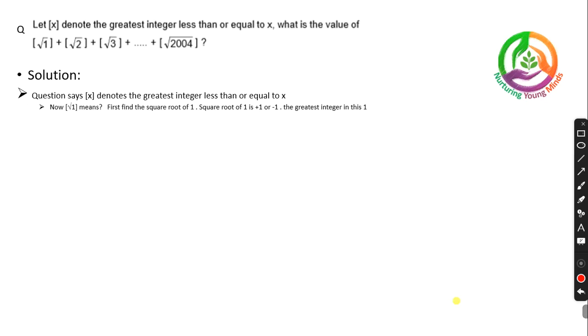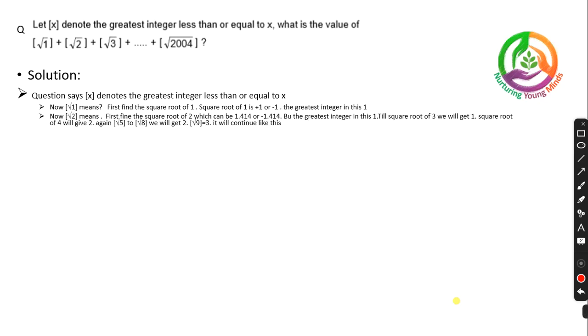So what is the square root of 1? The square root of 1 can be plus 1 or minus 1, but it says it should be the greatest integer less than or equal to 1. So in this case the greatest value will be 1, correct? So [√1] will be 1, correct?